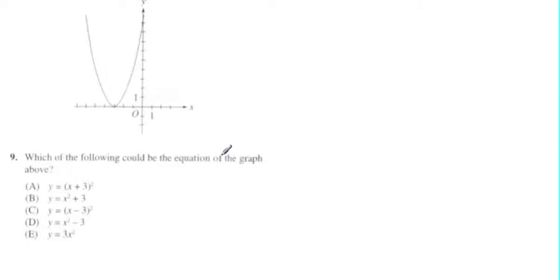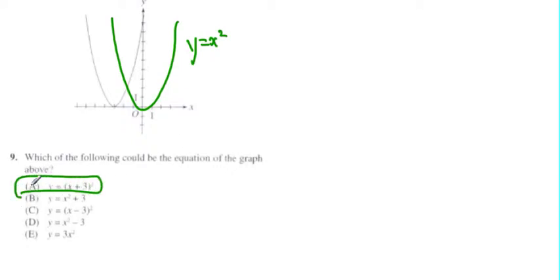Let us look at this one together. This one, in fact, looks like we have a function, original parabola y equals x squared, but it has been shifted to the left by 3 units. Moving to the left by 3 units means x has to be added by 3 units. So which will be choice A. And in fact, you can actually graph this one if you wanted to.